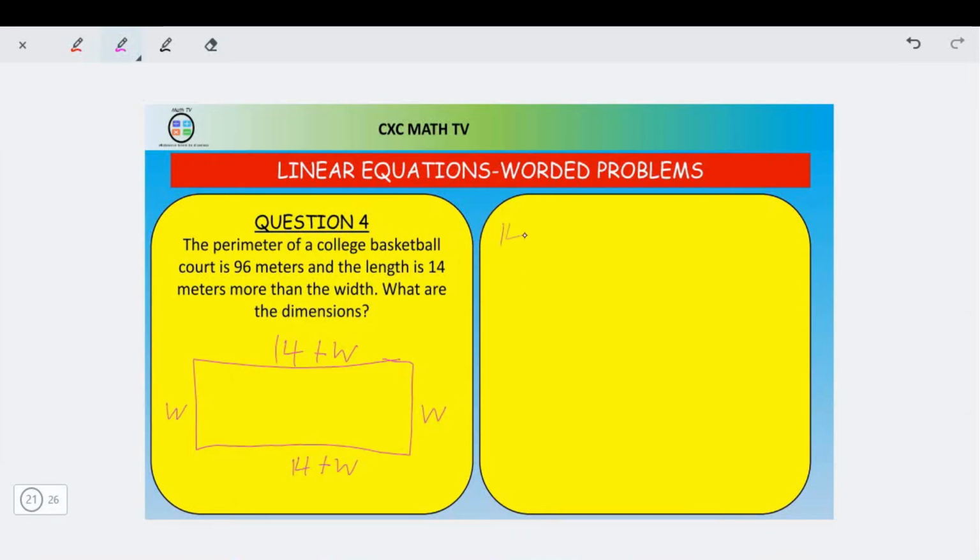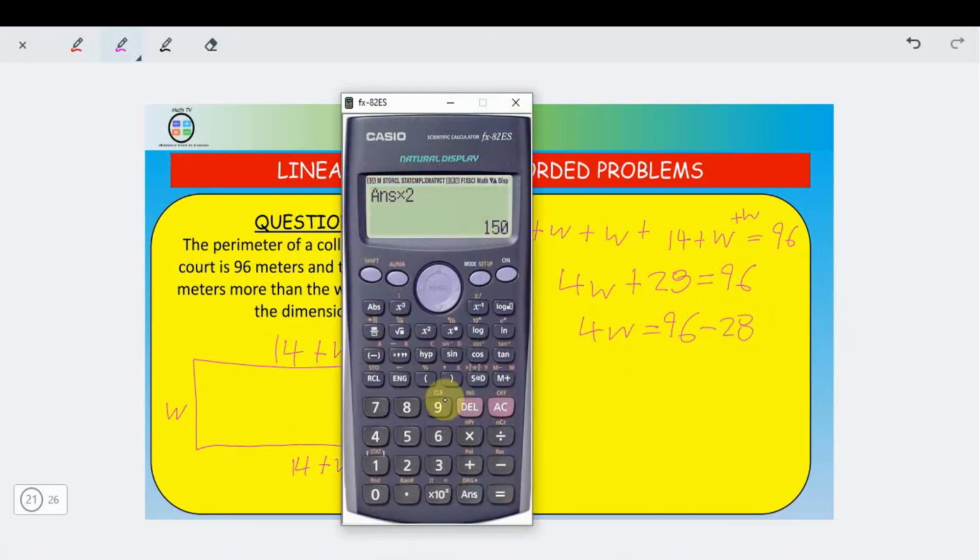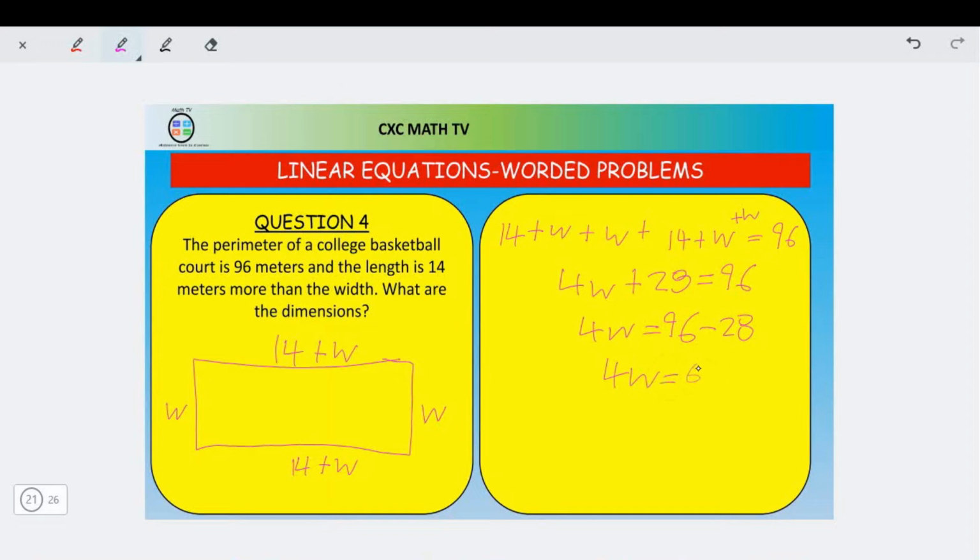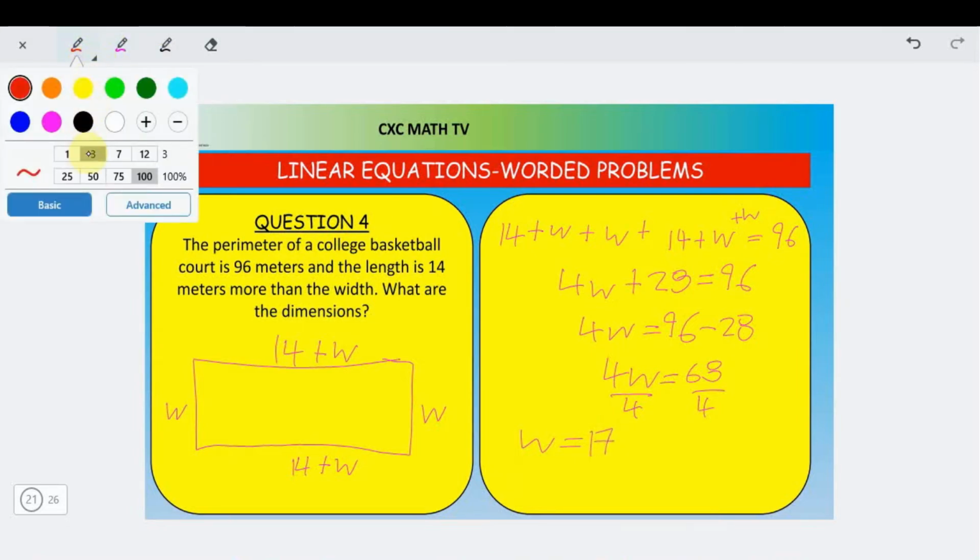When we add up everything, 14 plus W plus 14 plus W plus W plus W must equal 96. Adding up the W's, this is 4W plus 14 and 14, which is 28, equals 96. Bring the 28 to the other side so it becomes negative. 96 minus 28 is 68. So 4W is 68, and you divide by 4 to get W equal to 17. That's your answer.